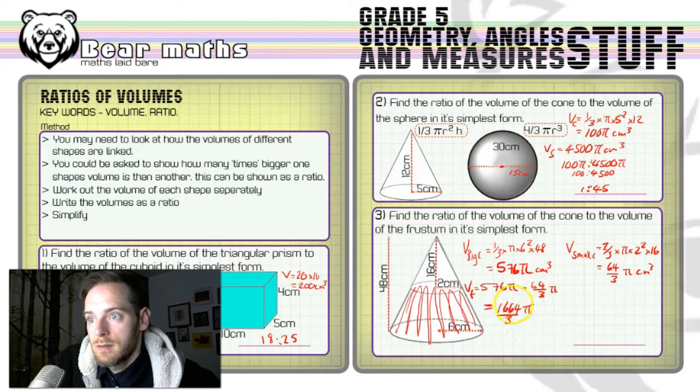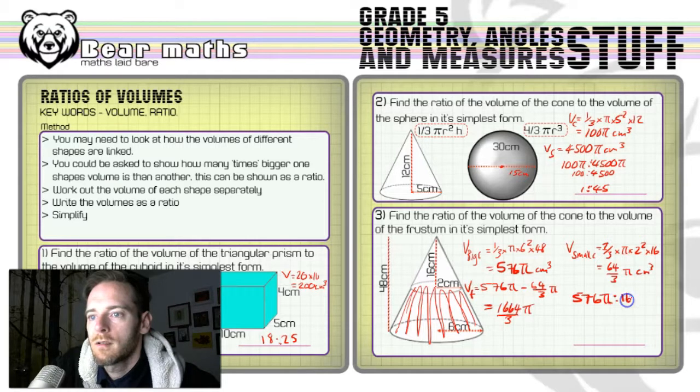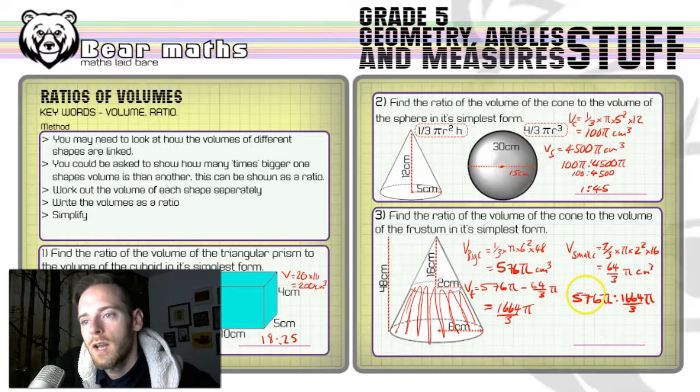Now, this ratio of the volume of the cone is 576 pi. I tried to write it and it didn't work, so let's do it again. 576 pi to 1664 pi over 3. And then what's going to happen here is we're going to try and simplify this ratio. We can cancel the pi out straight away.